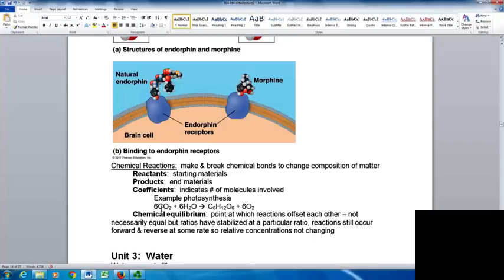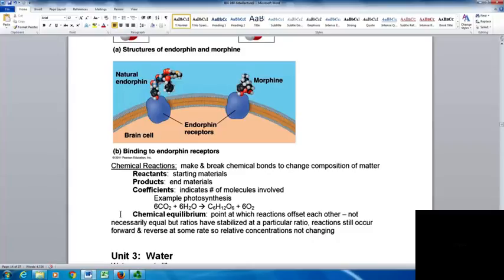If you were to change this and you had 6 carbon dioxides but only 4 waters, you're not going to be able to make your glucose and oxygen here. You're not going to have all of the ingredients. So you can think of it as the proportions of things that you have if you're going to make some cookies. If you want to make a triple batch of the cookies, you have to triple all of the ingredients, not just some of them. Otherwise, you're not going to get the same thing.